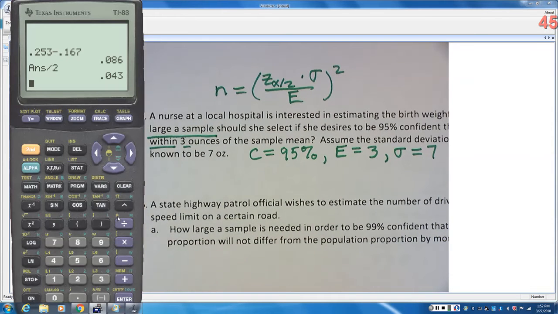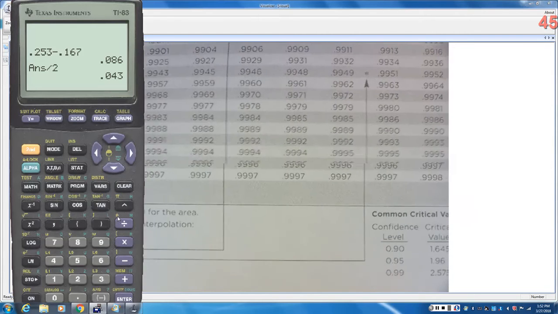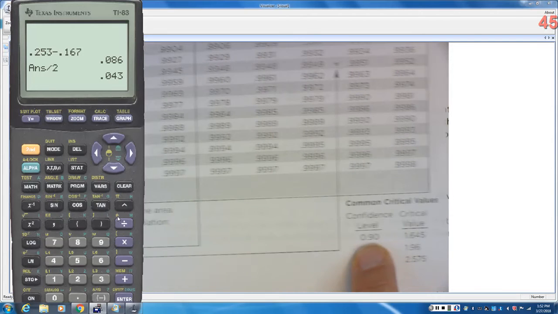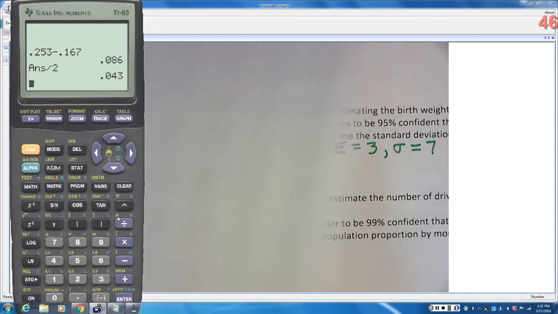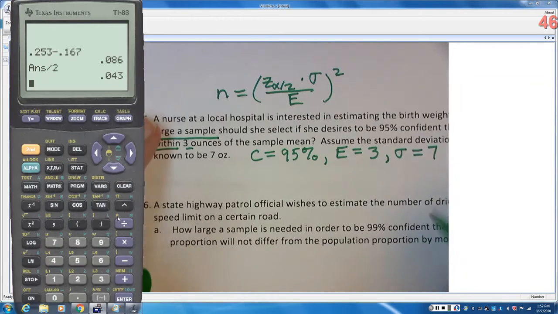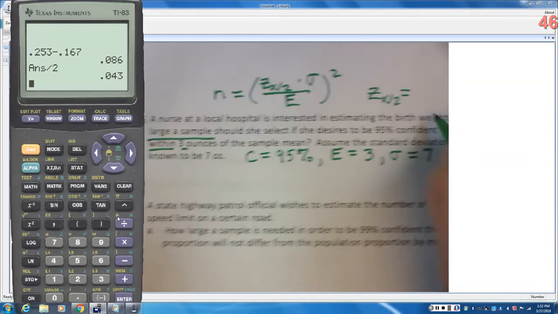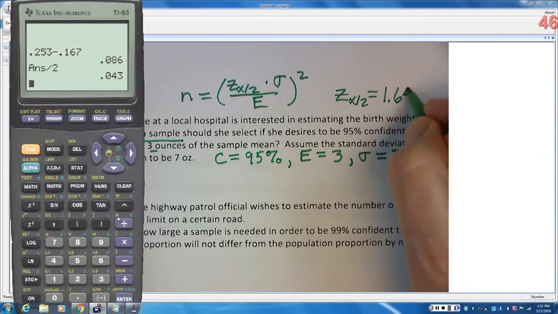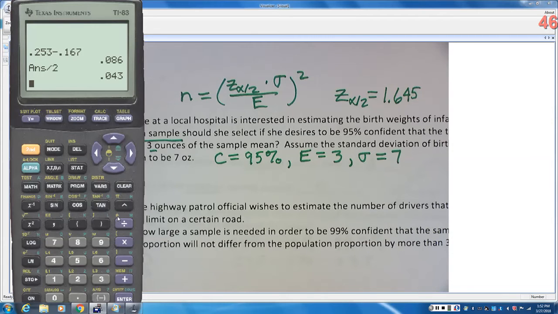So we look up our critical value for 95%. It's on the positive z-scores table that I give you. It's one of those common confidence levels. For 90%, you have to use 3 decimal places. The critical value is 1.645. So z alpha over 2 is, from the table, 1.645. You don't have to do inverse norm on that. Just look it up in the table.